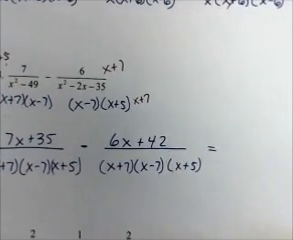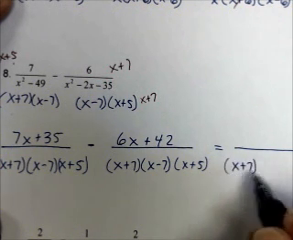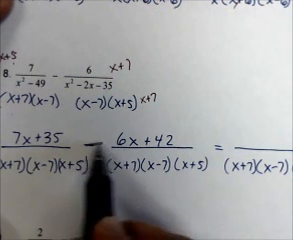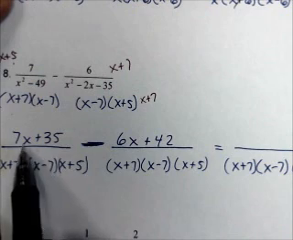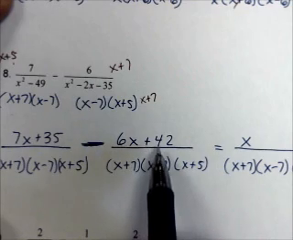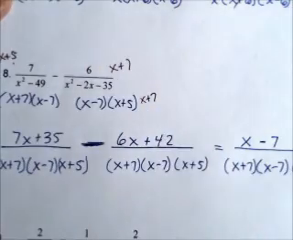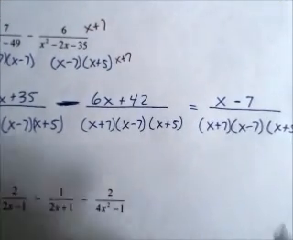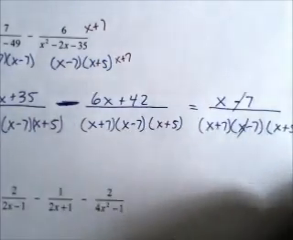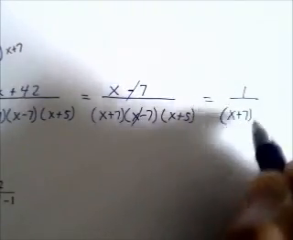All right, same denominator, so let's copy and combine like terms of the numerators. Now remember, we have subtraction here. So 7x minus 6x is x. 35 minus 42, negative 7. The x minus 7's are common. They divide out. So our end result, 1 over x plus 7 times x plus 5.